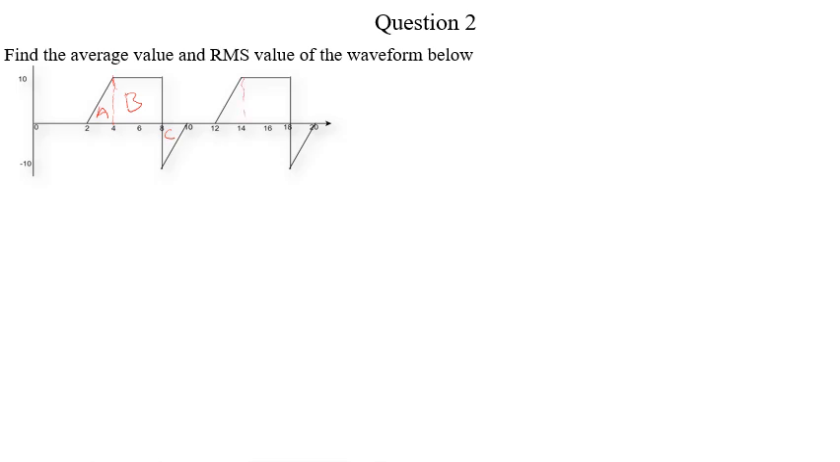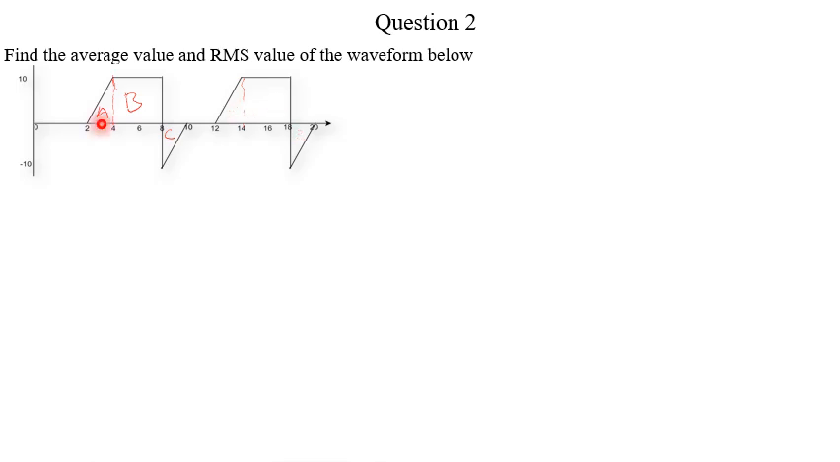So if you decide to pick, we can also name here as A, here as B, and here as C. It's the same, it's just repeating, so we'll just consider one waveform. We'll consider the first one, this AB, and leave the second one.